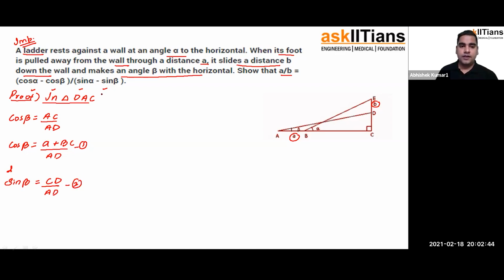Now, if I talk about the other right triangle, in triangle EBC, if in this triangle I calculate, let's say, sine of alpha. So sine of alpha, before sine alpha, let us calculate cos alpha.